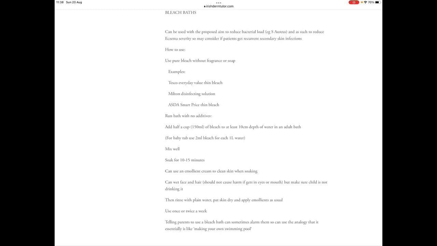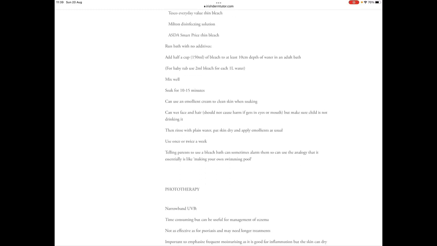appropriate setting. So essentially you want to use pure bleach. I've got just a few examples here that you can get in the UK. So I know Milton disinfecting solution tends to be the one we always say, but there are Tesco and Asda ranges, and I'm sure there are others out there as well.